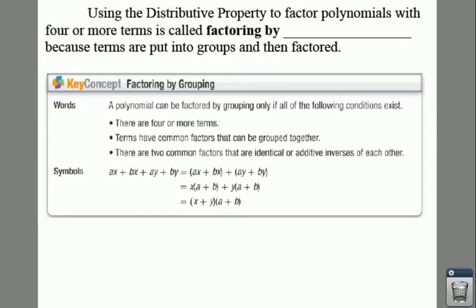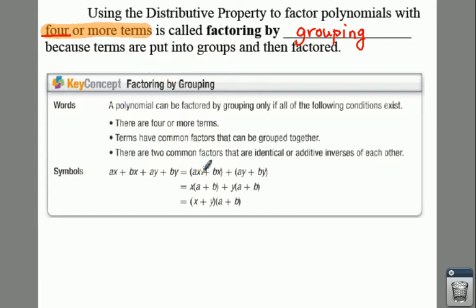Alright, the next thing we're going to do is still look at factoring using the distributive property. It's just going to be a little bit different when you have 4 or more terms. You still use the distributive property, but what we call that is factoring by grouping. So anytime you have 4 or more terms, you're going to factor by grouping. Now you're really only going to be dealing with just 4 terms here in Algebra 1. The way you do that is you just put terms into 2 groups, and then you can factor out a GCF.